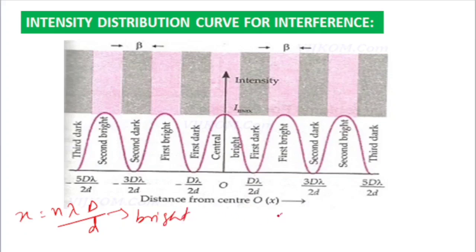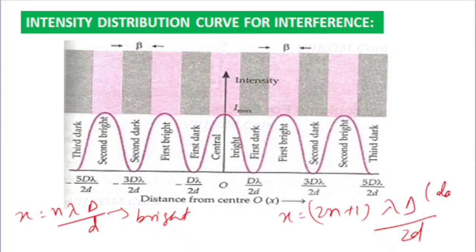And position of minima is what? X equal to (2n plus 1) lambda capital D by 2d. This is the position of minima or dark fringe.